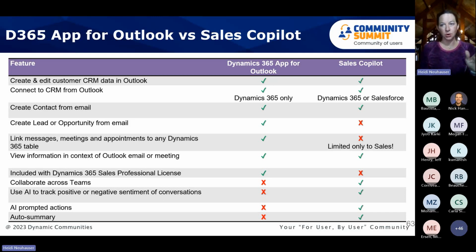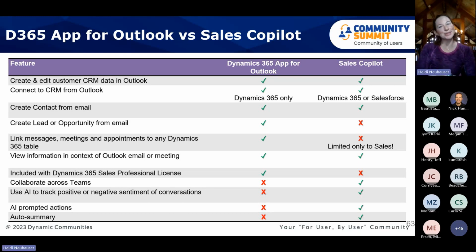So let's walk through what the feature comparison here is, and importantly, where you need to use the Dynamics app for Outlook, which is why you still have both, and where the Sales Copilot blows the app for Outlook out of the water. So first of all, with both of them, you can create and edit customer CRM data in Outlook. That's a given, right? You can connect to CRM from Outlook. We're here about Dynamics 365. However, if your organization also uses Salesforce for some business units, just know that your Sales Copilot can also be used in conjunction with Salesforce. You can create a contact from an email in both.